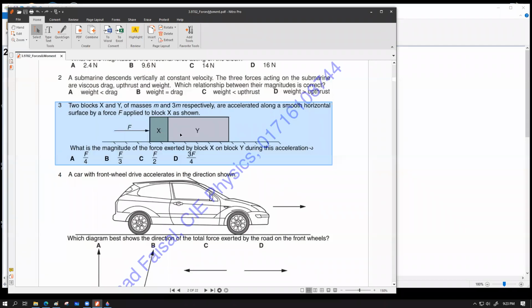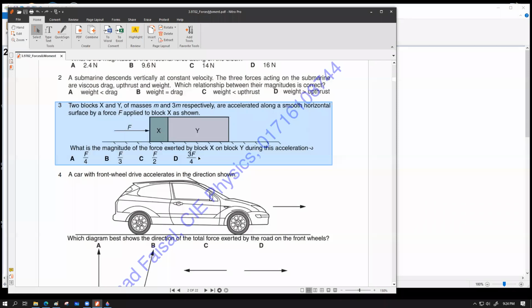Now, what is happening in this case is that I actually didn't look at the question for quite a while, so I messed up the masses over here. Here, X has a mass of m and Y has a mass of 3m. So if you apply F force on X object, X is going to use 1/4 of it for its own acceleration and transfer 3/4 of it onto Y, because this one has 3 times the mass as this one. So the question says, what is the magnitude of the force exerted by block X on block Y? So that is not supposed to be F/4, that is supposed to be 3F/4.